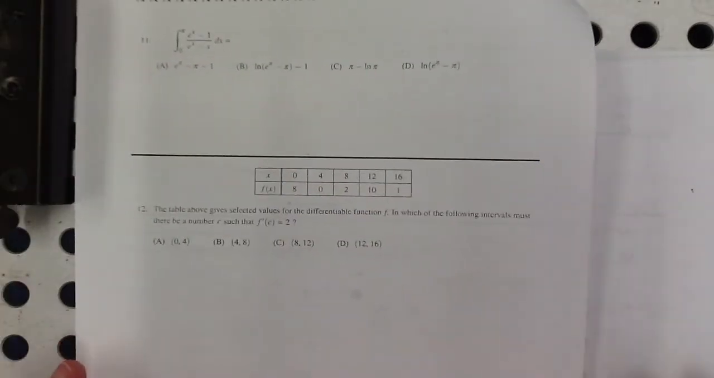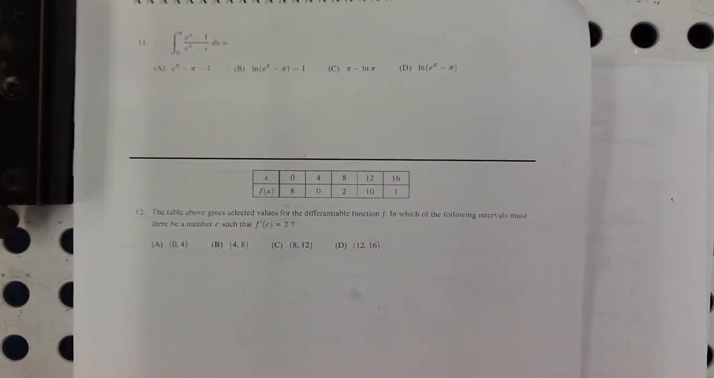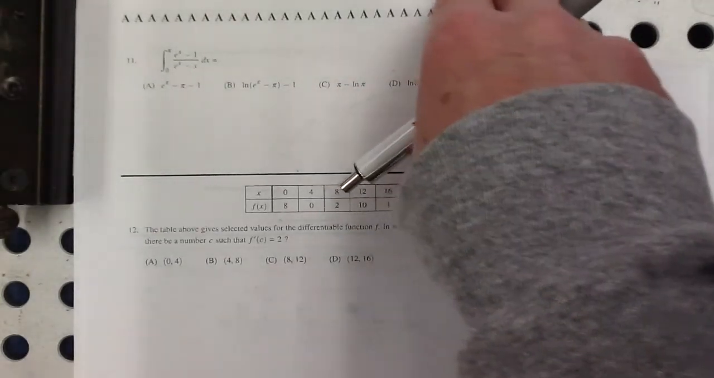Okay, part 2. This is numbers 11 through 20. BC practice test.